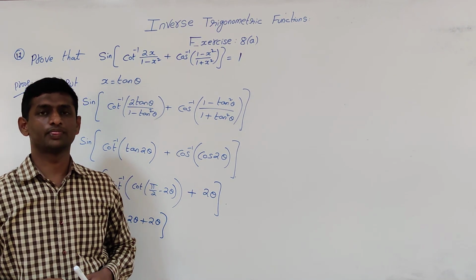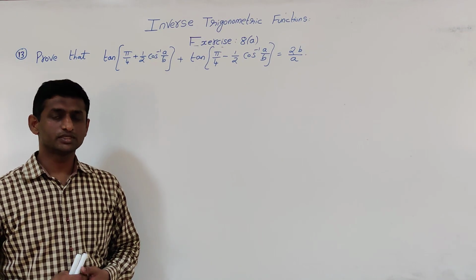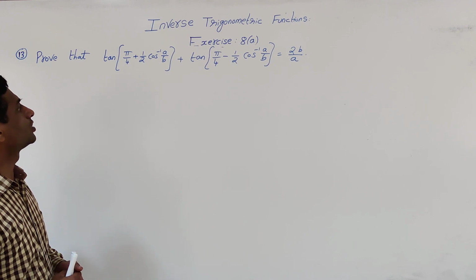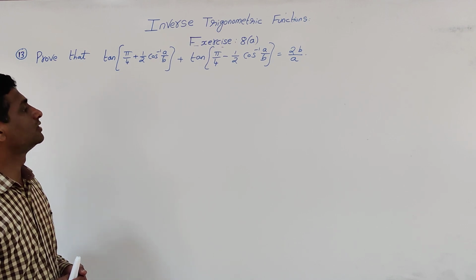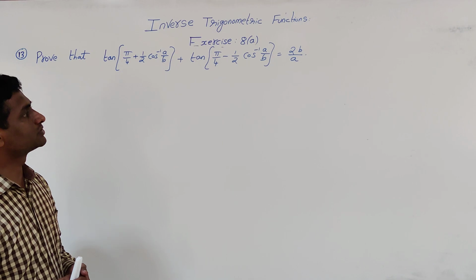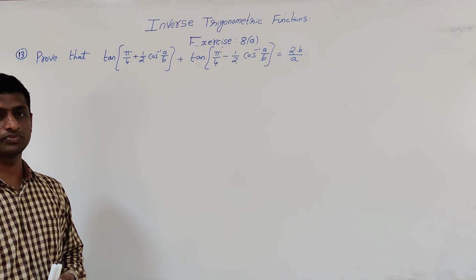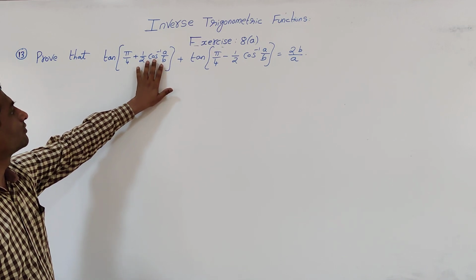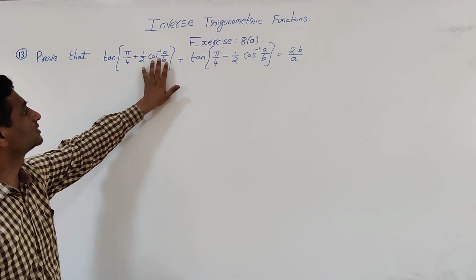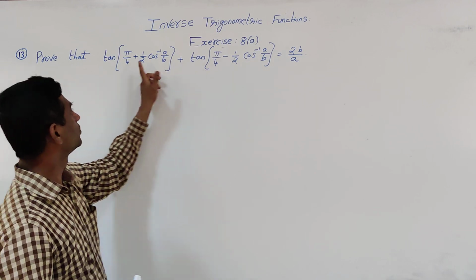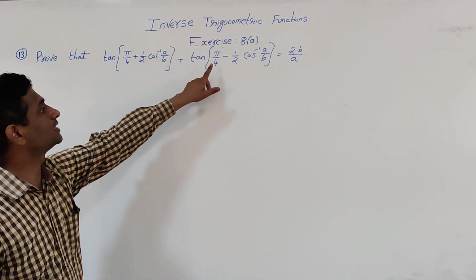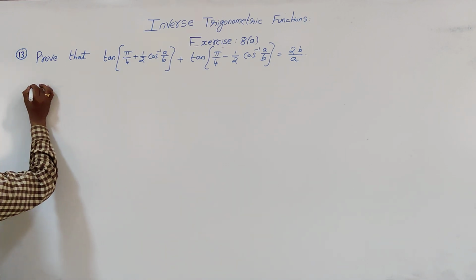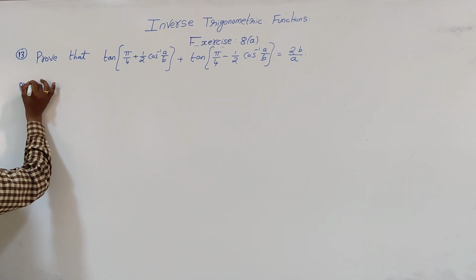Next problem. So the next problem is prove that tan of pi by 4 plus 1 by 2 cos inverse of a by b plus tan of pi by 4 minus 1 by 2 cos inverse of a by b is 2b by a. So here 1 by 2 cos inverse of A by B, whatever the value is, the same angle is here also. So one is pi by 4 plus angle and the other is pi by 4 minus angle. So assume that, so we'll see the proof.